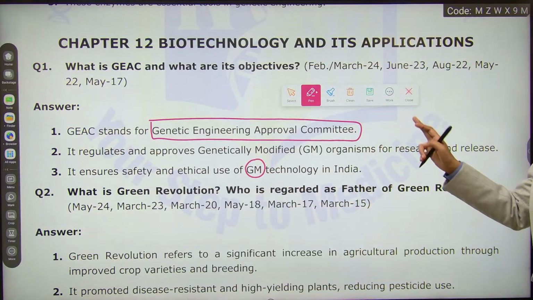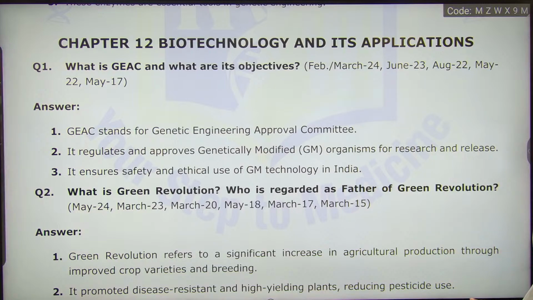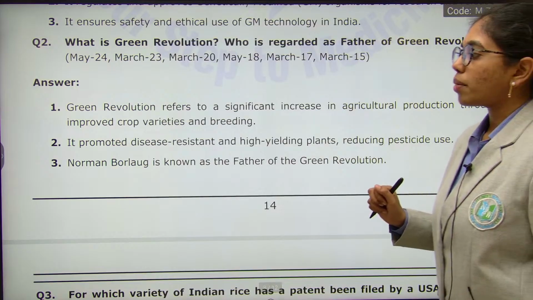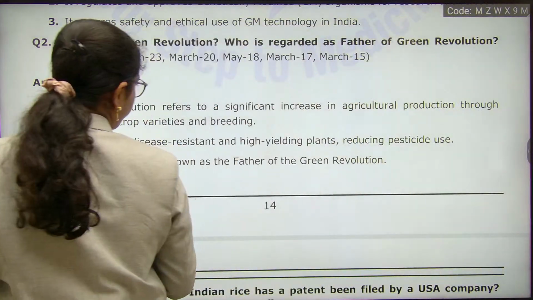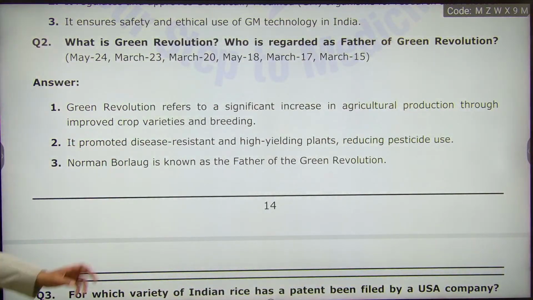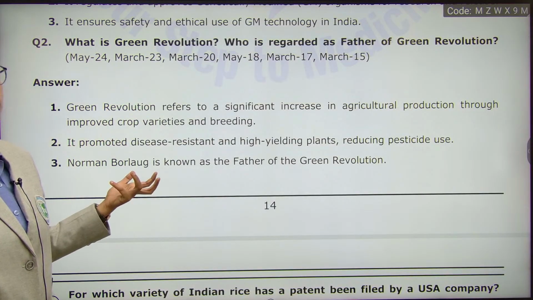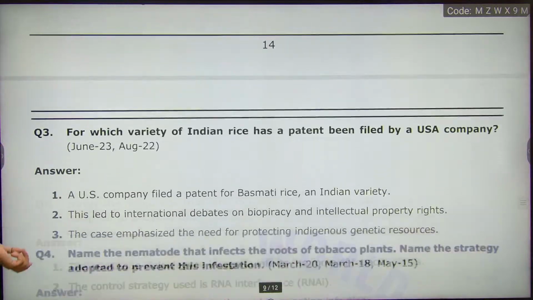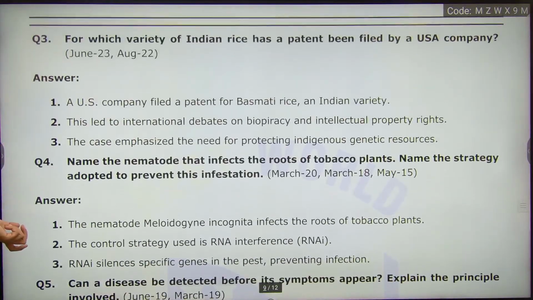What is the Green Revolution? Who is regarded as the father of the Green Revolution? It is obviously Norman Borlaug. And what is the Green Revolution for? To increase agricultural production through improved crop varieties and breeding. Those two points you mention will be enough.